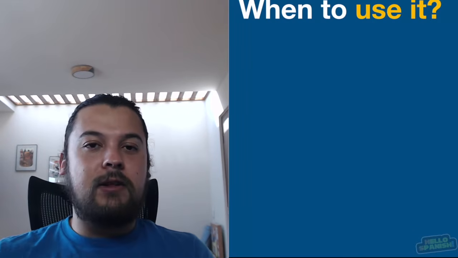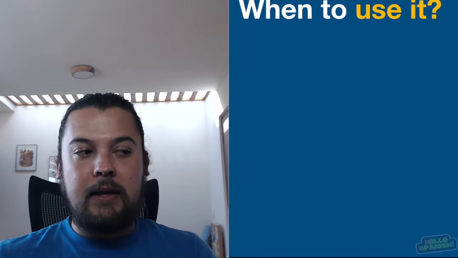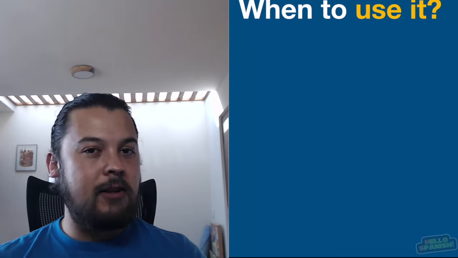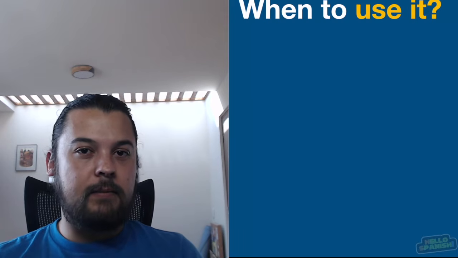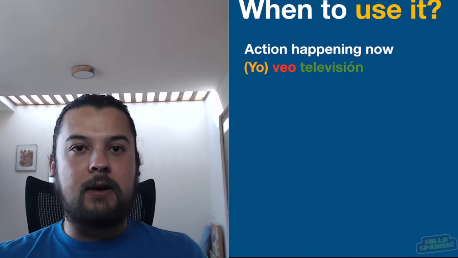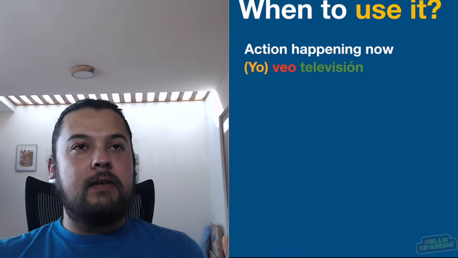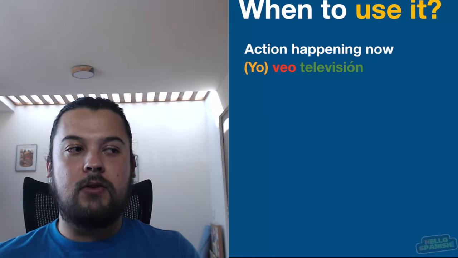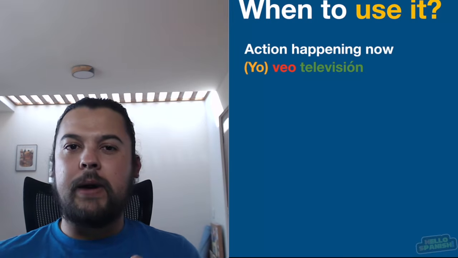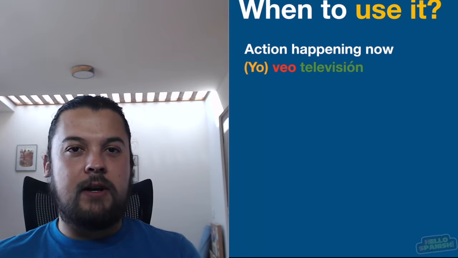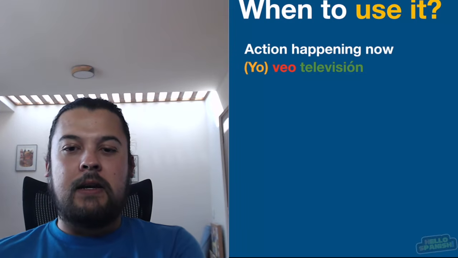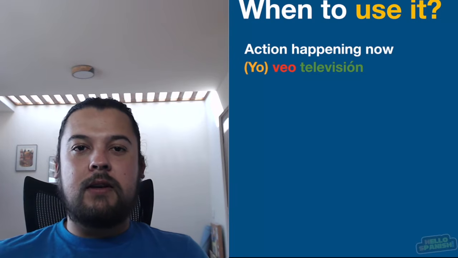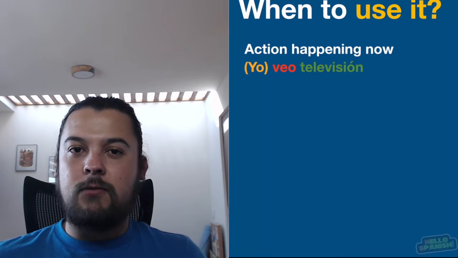Now, it really has only four basic uses. It has a little bit more, but let's learn only these four for now. As of now, you have the first one, which is actions happening now. So you can say, for example, yo veo televisión. I see television.